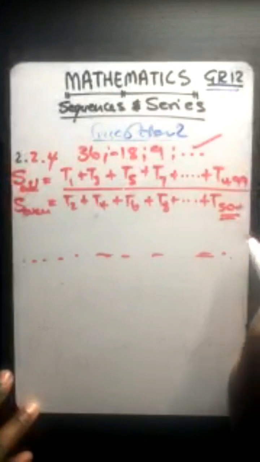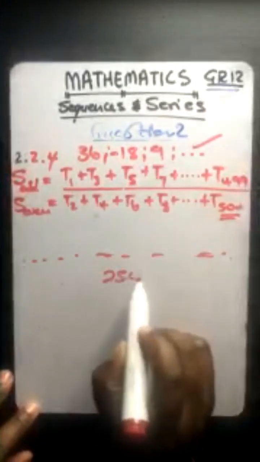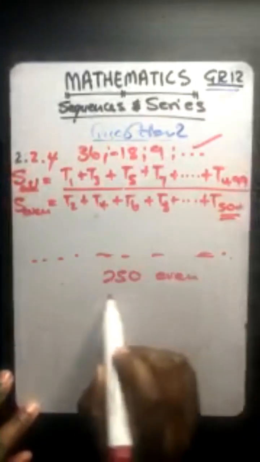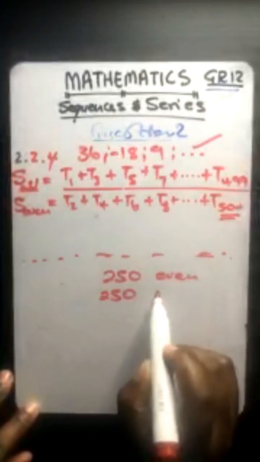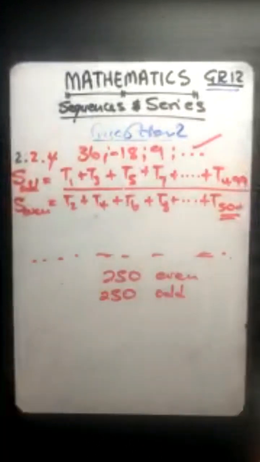So that means you have 250 even numbers. You also have 250 odd numbers. That is the first thing that you need to be aware of.